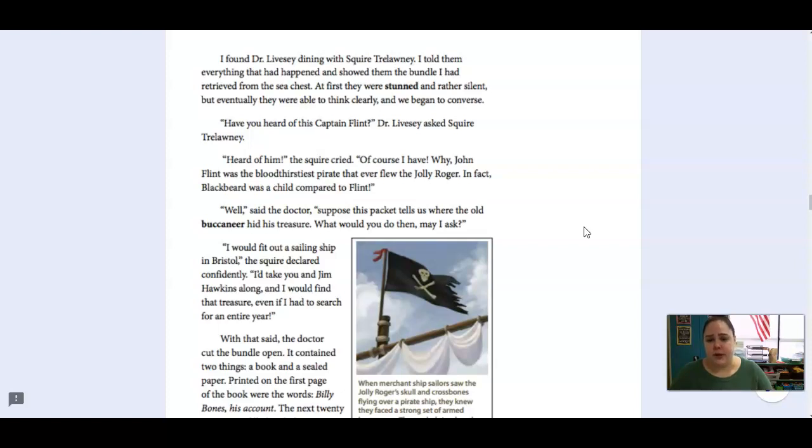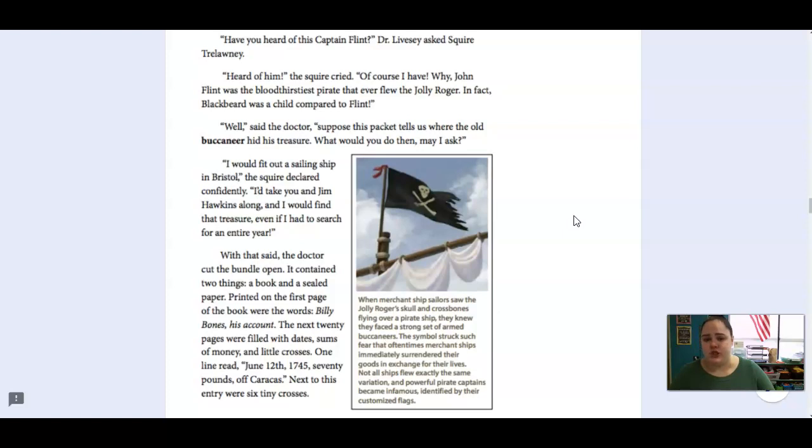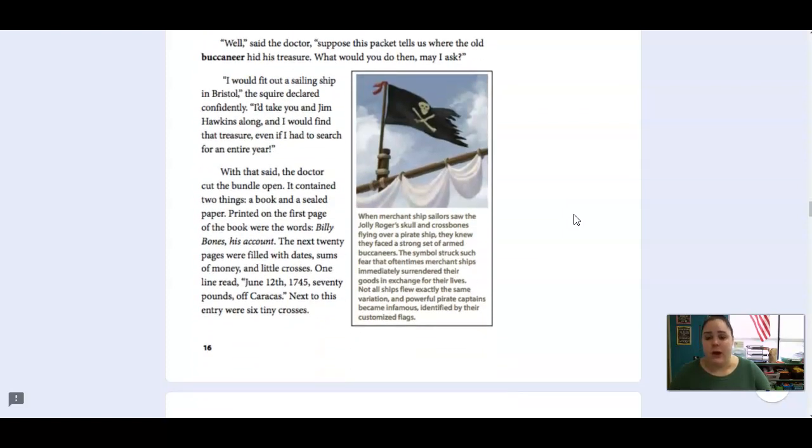"Heard of him?" the squire cried. "Of course I have. Why, John Flint was the bloodthirstiest pirate that ever flew the Jolly Roger. In fact, Black Beard was a child compared to Flint." "Well," the doctor said, "suppose this packet tells us where the old buccaneer hid his treasure. What would you do then, may I ask?" "I would fit out a sailing ship in Bristol," the squire declared confidently. "I'd take you and Jim Hawkins along, and I would find that treasure, even if I had to search for an entire year."